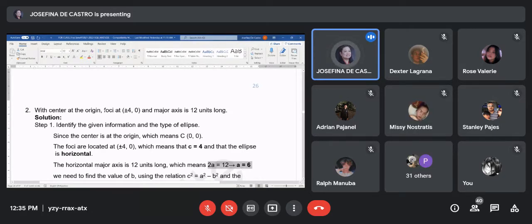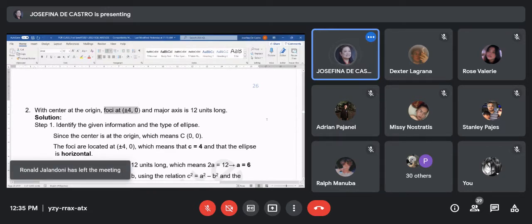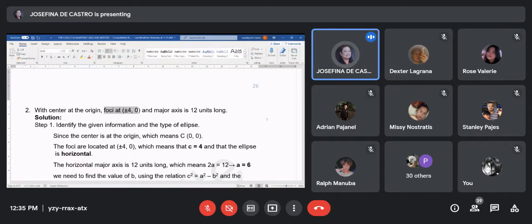And since given sa atin ng foci, from focus to focus ay 8 units, kasi 4 tsaka negative 4, 8 units yon. Therefore, your focal length or c is equal to 4. And it is horizontal since the foci lie on the x-axis. Kung nasaan si foci, nandun si major axis. Magkalinya po si vertices at saka si foci. Okay? Therefore, horizontal ellipse siya.